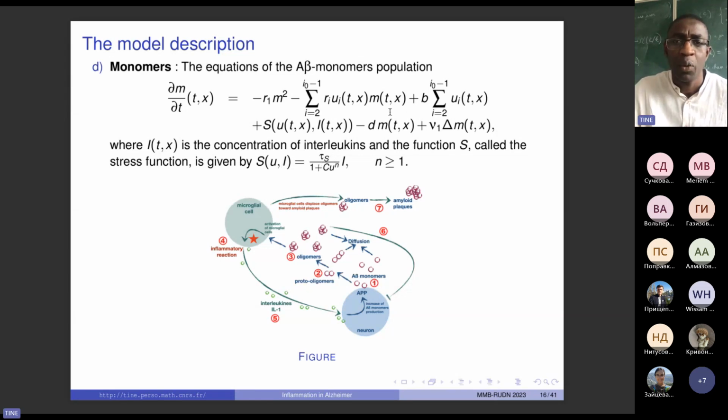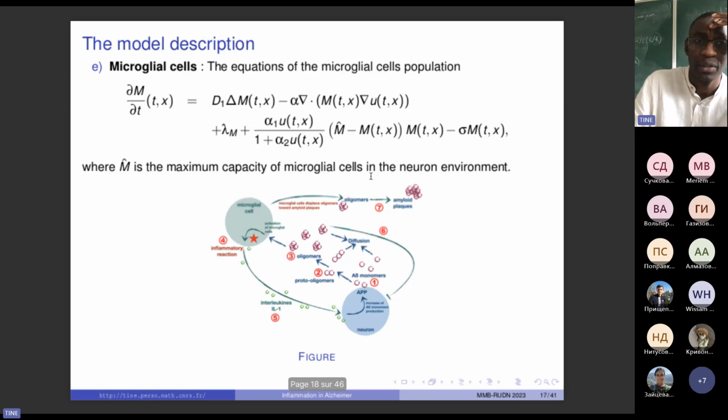So we have also a degradation rate, that means a degradation rate of monomers here. We imagine that, of course, they could be degraded in the brain. So we allow also the monomer to diffuse in the considered domain. That's why we have the diffusion term here, right? This is the equation for monomers.